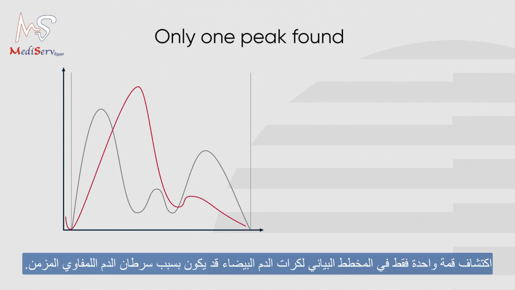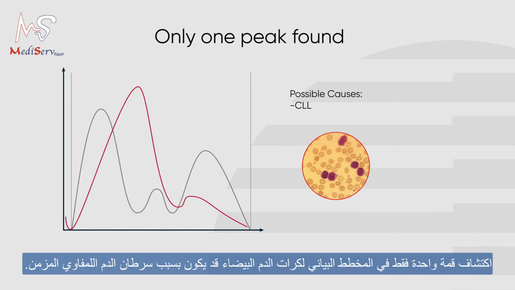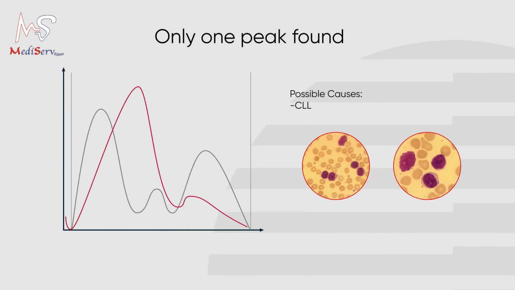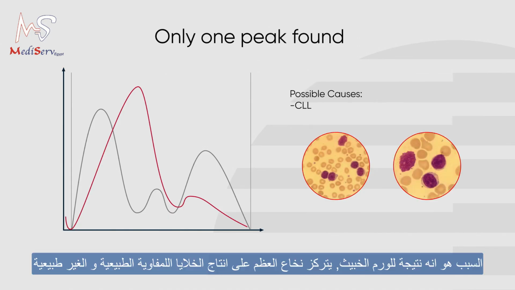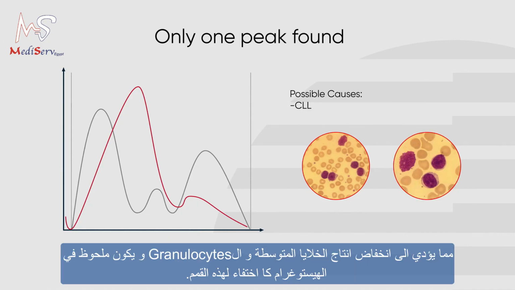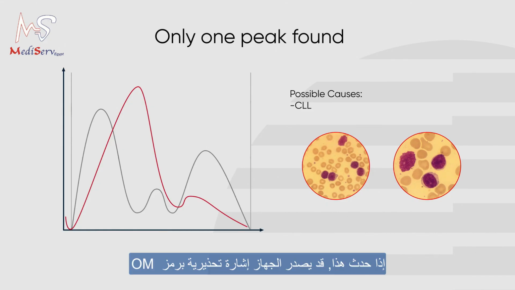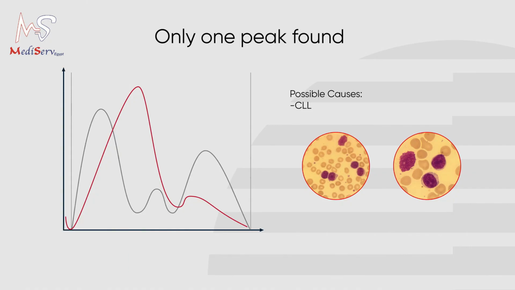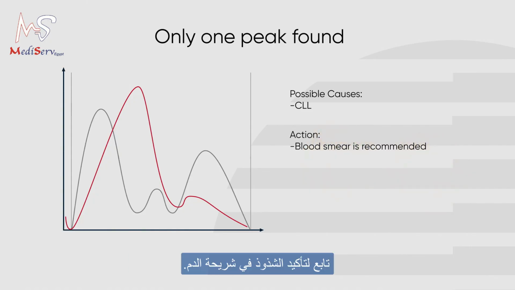The detection of only one peak in the WBC histogram may be caused by chronic lymphocytic leukemia. The reason is that because of the malignancy, the bone marrow focuses on the production of normal and abnormal lymphocytes, causing a decrease in the production of mid-cells and granulocytes, noticeable in the histogram as an absence of these peaks. If this occurs, the system may give an OM flag. Proceed to confirm the abnormality in smear.